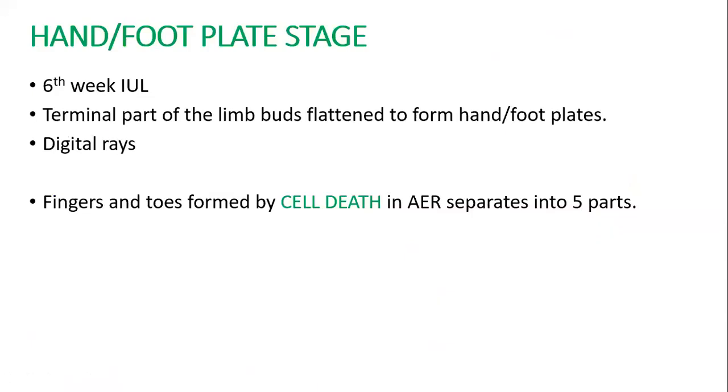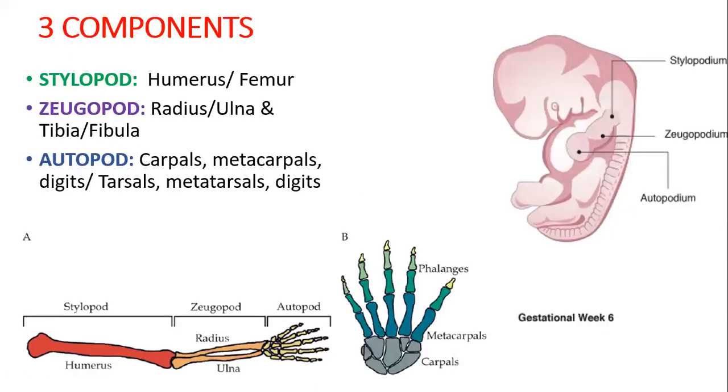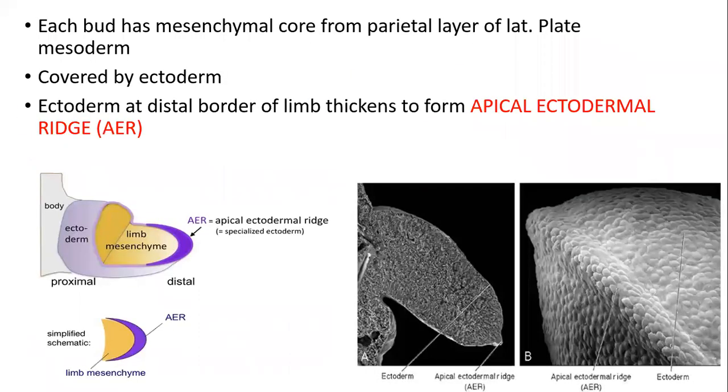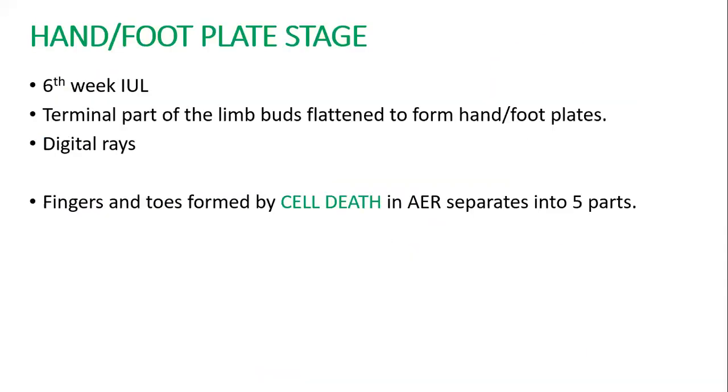By the 6th week of intrauterine life, this was all happening, starting from the 4th week and going into the 5th week. By the 6th week of intrauterine life, the terminal part of the limb buds flattened to form hand and foot plates. Now the buds are going to flatten out and form flattened plates known as hand plates in the upper limb, foot plates in the lower limb.